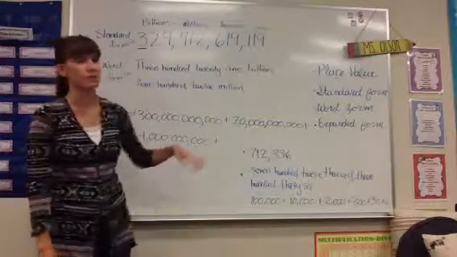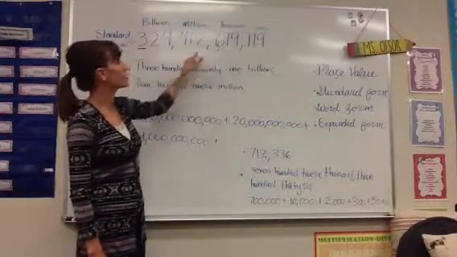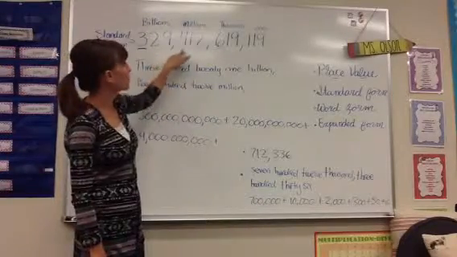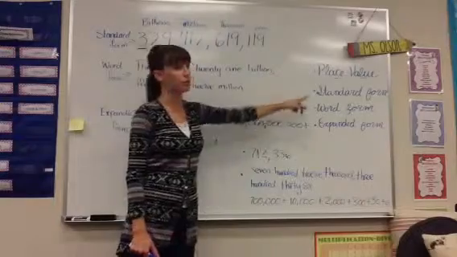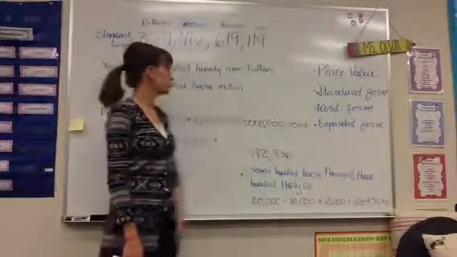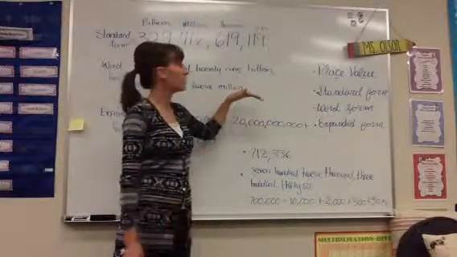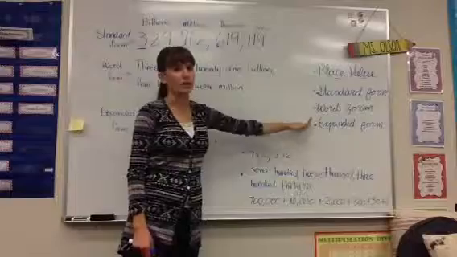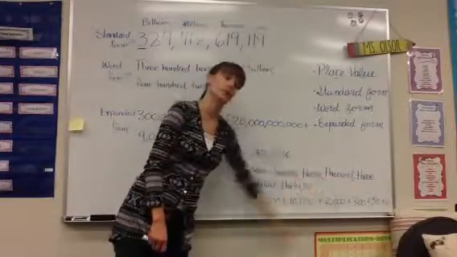Just to review, we talked about place value, so understanding the ones period, thousands, millions, billions, and knowing which place each one is. We talked about standard form, which is just numbers. We talked about word form, which is writing out every single word of the number when you say it out loud, and expanded form, which is when you break down each and every place value.